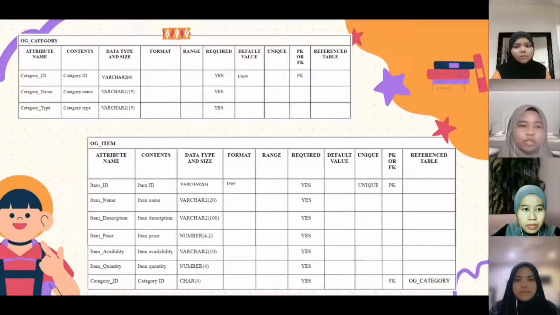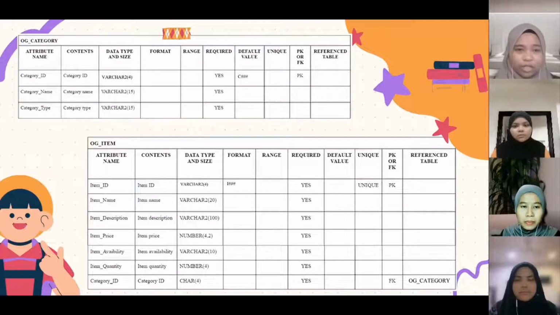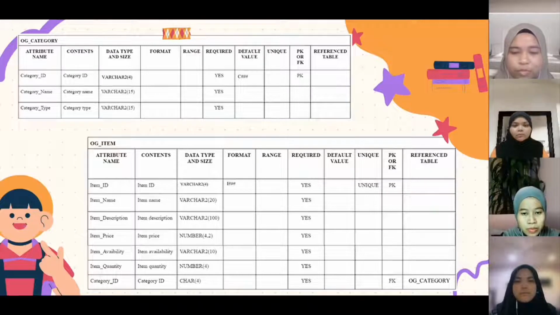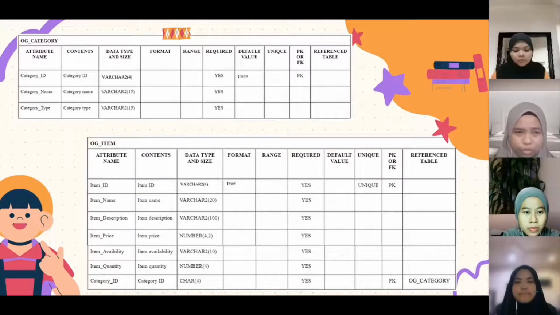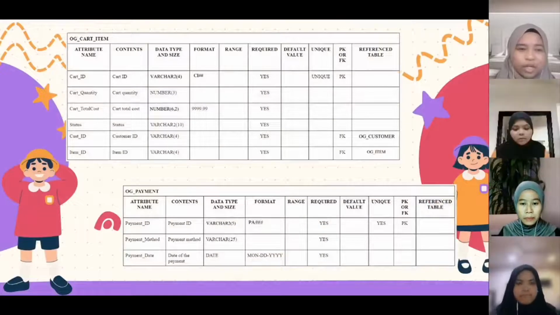Next, for OG category, the category ID is the primary key, and the format we use is C at the beginning, which stands for category. All the other data is required, which is not null. For OG item, the primary key is the item ID. The format we use begins with I, and it has a foreign key, which is the category ID, referencing the OG category table. Next, for OG cart item, we have cart ID as the primary key, and the format we use is CI at the beginning, which stands for cart ID.